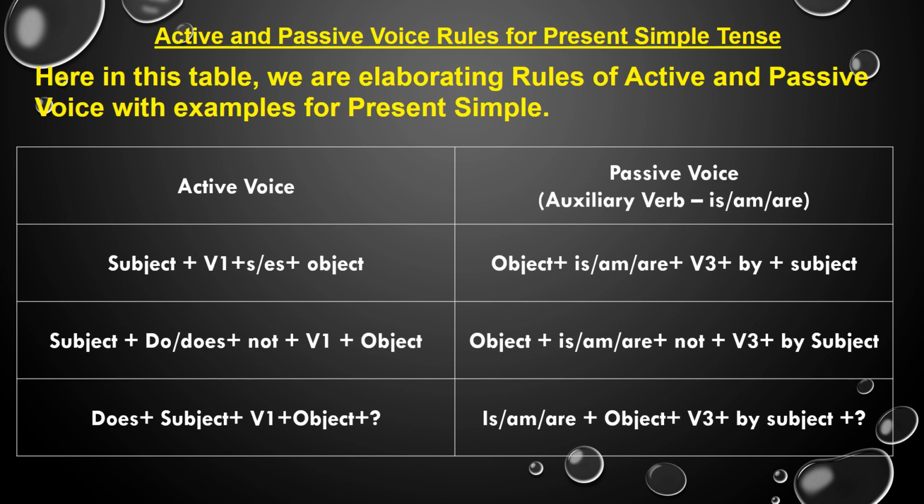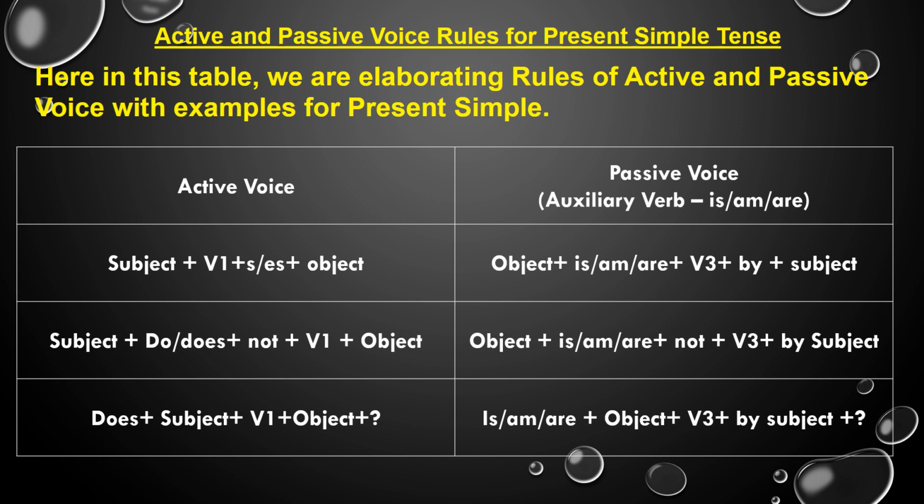Active voice and passive voice use different auxiliary verbs. Is, am, are: active is subject plus be (is, am, are) plus object; in the passive voice the object comes first, then is, am, are plus V3 by plus subject. Next, subject plus do/does plus not plus V1 plus object; in the passive voice it becomes is, am, are plus not plus V3.